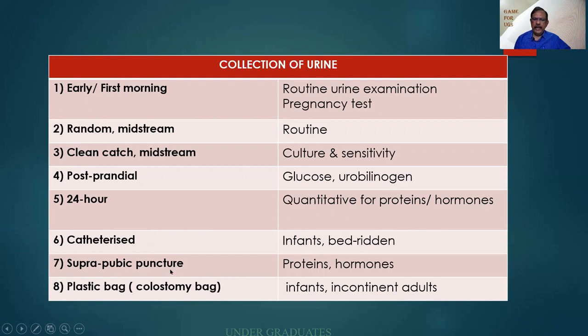Suprapubic puncture. Again, if the patient were to have a bladder paralysis, urine will not be there, but it will be collected in the bladder for proteins and hormones. Plastic bag or a colostomy bag for infants and incontinent adults. So look at the various samples. I would like you people to learn this by heart and answer.